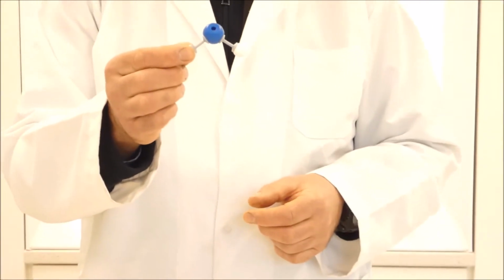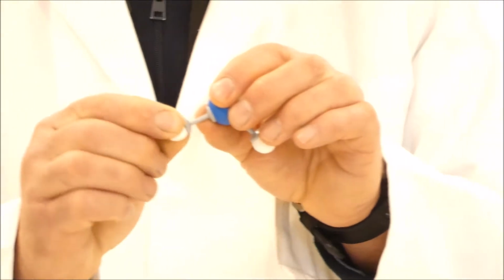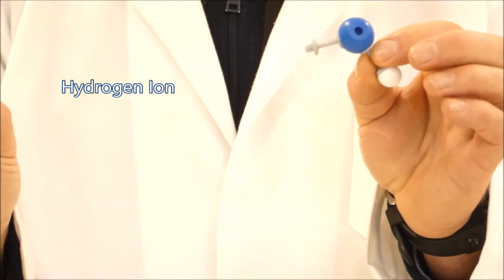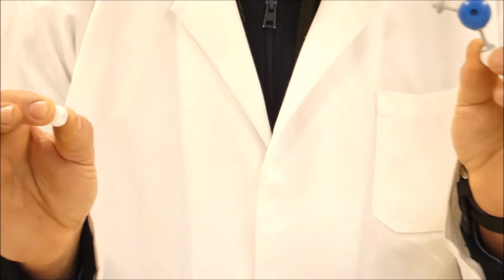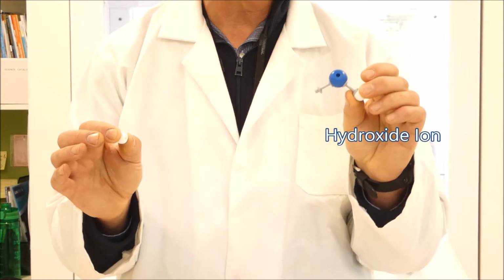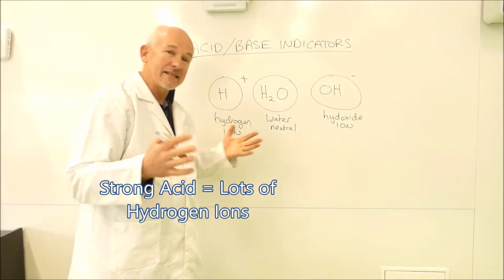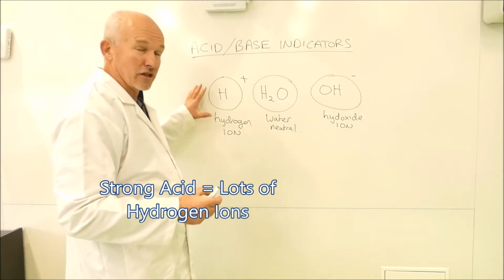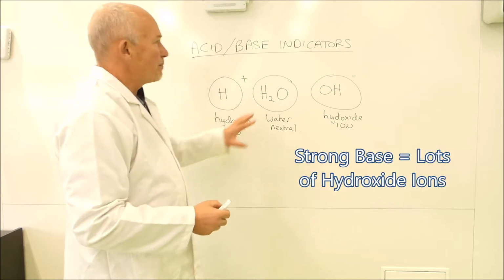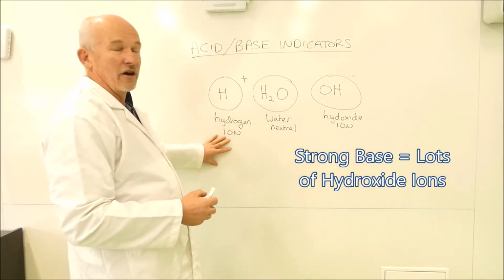A water molecule is the basis of pH. If you remove one of the hydrogen ions, or hydrogen atoms, it becomes positively charged, and what's left over is an OH ion, an oxygen and a hydrogen atom connected together, and it becomes negatively charged. To make it really simple, an acid is something that has lots of hydrogen ions and not much hydroxide ions. A base is something that has lots of hydroxide ions and not many hydrogen ions.